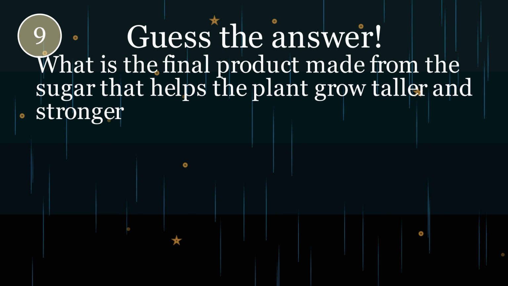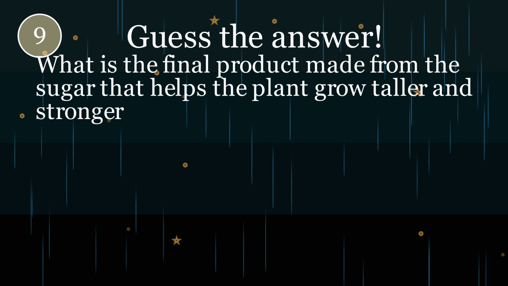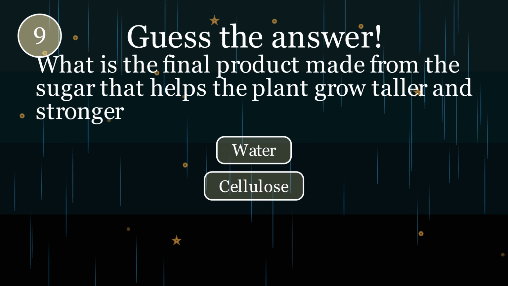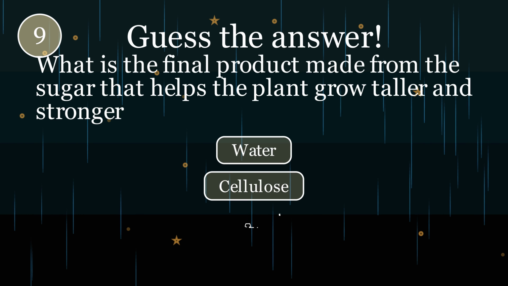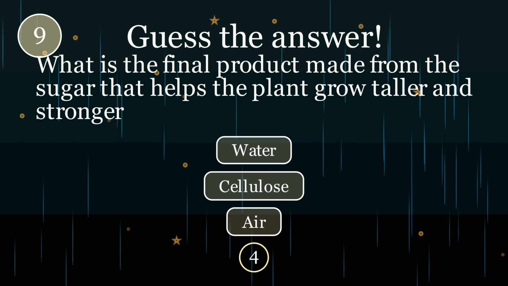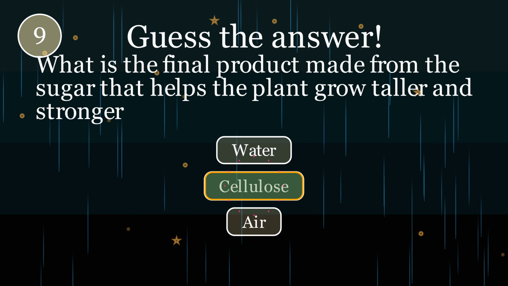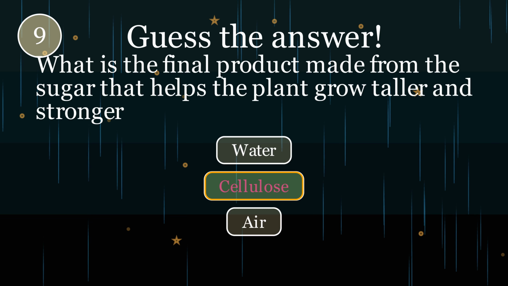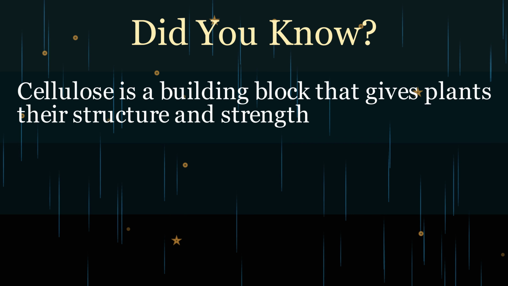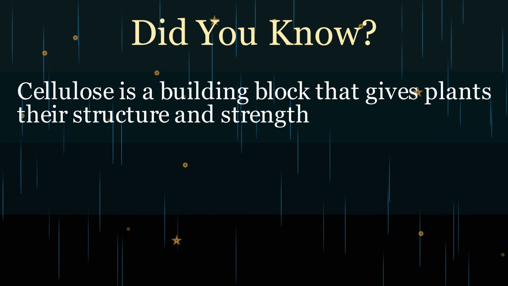What is the final product made from the sugar that helps the plant grow taller and stronger? Water. Cellulose. Air. The correct answer is cellulose. Impress your friends with this fact: cellulose is a building block that gives plants their structure and strength.